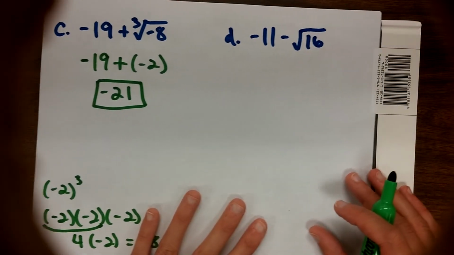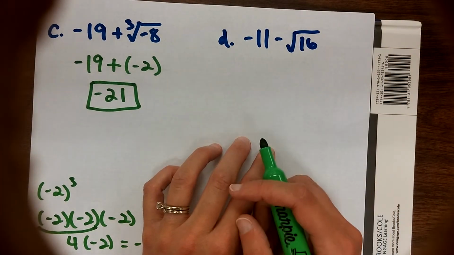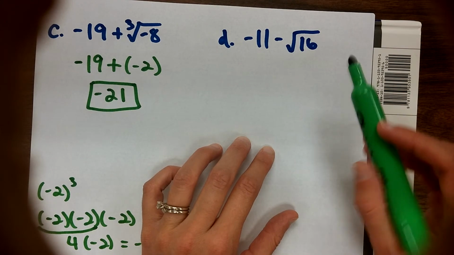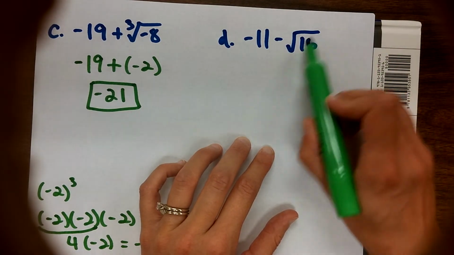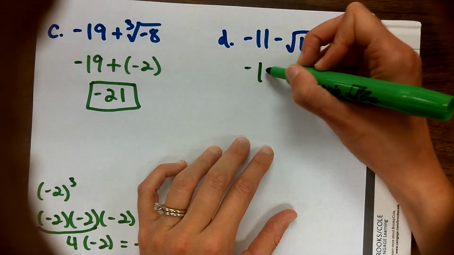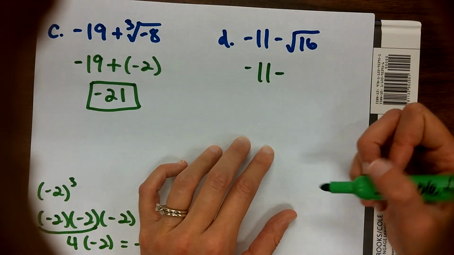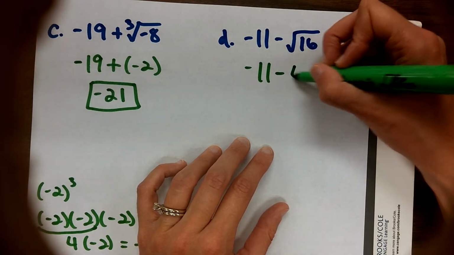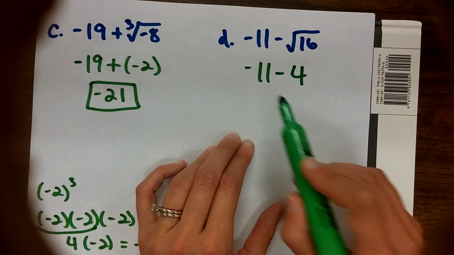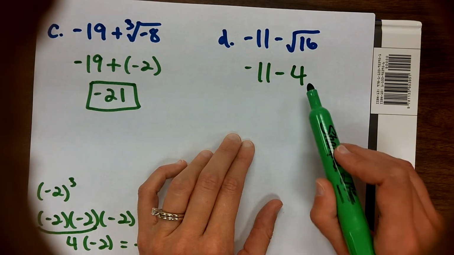So then for part D, we have negative 11 minus the square root of 16. So again, roots are like exponents when we think about PEMDAS, so we want to evaluate the root before we do anything else. The square root of 16 is a number that when you multiply it by itself, you get 16, and that's 4. And then negative 11 minus 4.